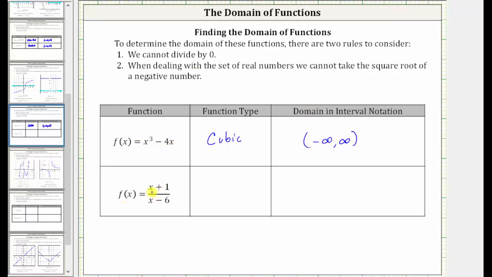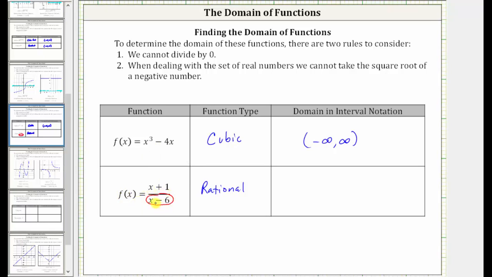Next we have f of x equals the quantity x plus 1 divided by the quantity x minus 6. This is a rational function. A rational function is a ratio or quotient of two polynomial functions, or in our case, we have a ratio or quotient of two linear functions. And now to find the domain, because division by 0 is undefined, we need to determine what value of x will make the denominator equal to 0. Once we find that value, we must exclude that value from the domain.